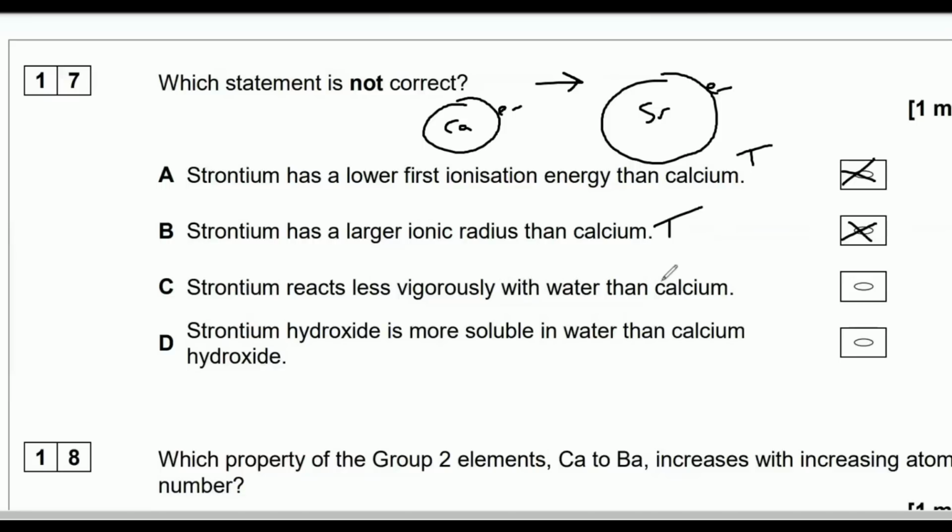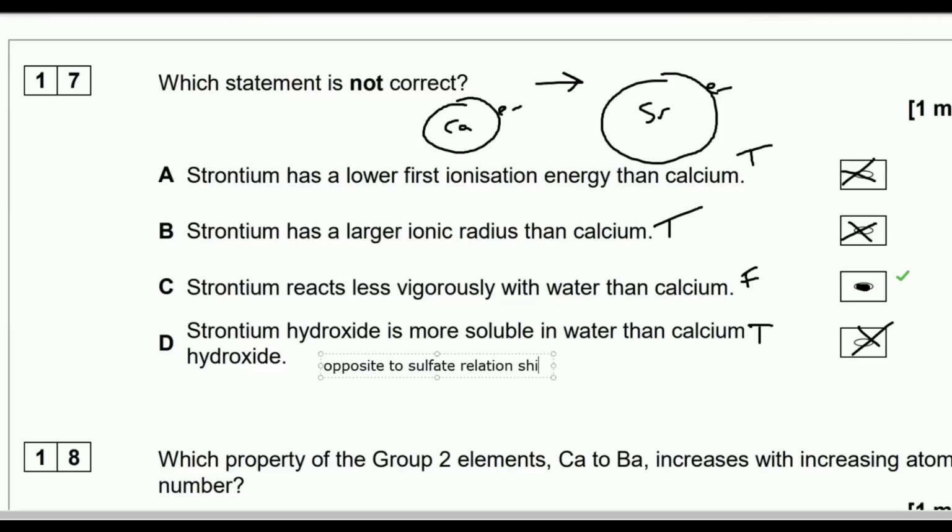We're looking for the not correct answer. So we're technically looking for the false answer here. And the false answer is C. Strontium reacts less vigorously with water than calcium. No, it's going to react more vigorously because the electron's further from the nucleus, easier to remove, hence the lower ionization energy and larger ionic radius. The true answers back that up.